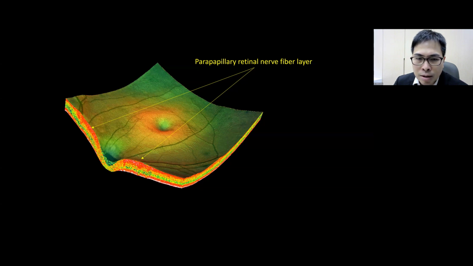Retinal nerve fiber layer typically is imaged over the peripapillary region, or the region around the optic nerve head. It is because all retinal ganglion cells sitting on the retina, their axons converge at the optic nerve head. And that's why around the optic nerve head, we have relatively thick retinal nerve fiber layer. So it is easier to study and measure the retinal nerve fiber layer over the peripapillary region.